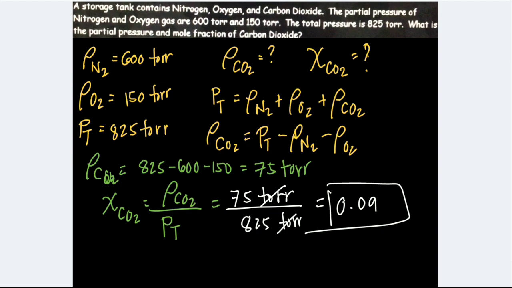Are you confused? All you have to do is use the formula. This is the formula for mole fraction, denoted by chi. So you don't need the number of moles there. Maybe you were confused by the previous problem, right?